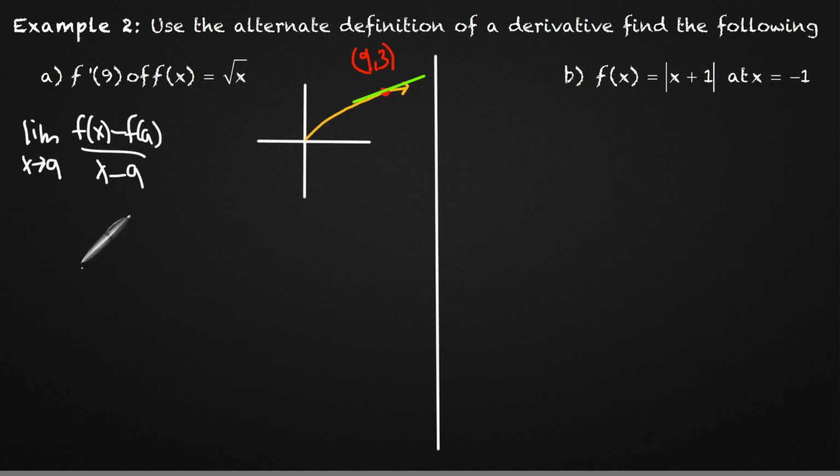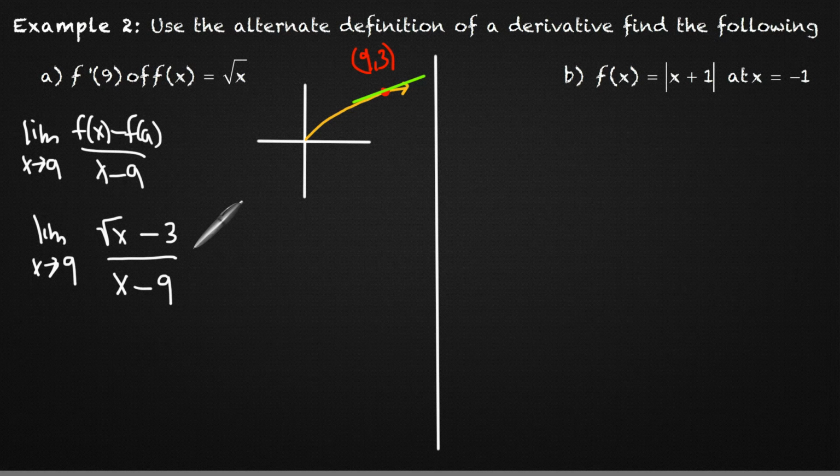f of x is root x, so we'll do the limit as x approaches 9. Okay, so we're going to now make that 9. So f of x is root x minus f of 9. Square root of 9 is 3. And then that is going to be over x minus 9. So now we can multiply by the conjugate. And so let's go ahead and multiply top and bottom by root x plus 3. When we do that on the top, of course, you've seen this before, you're going to get x minus 9.